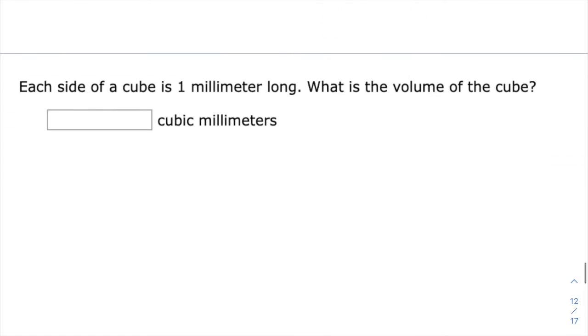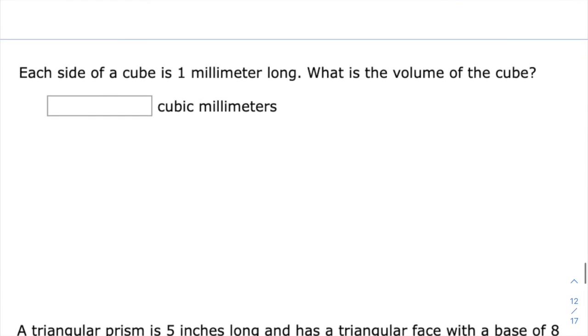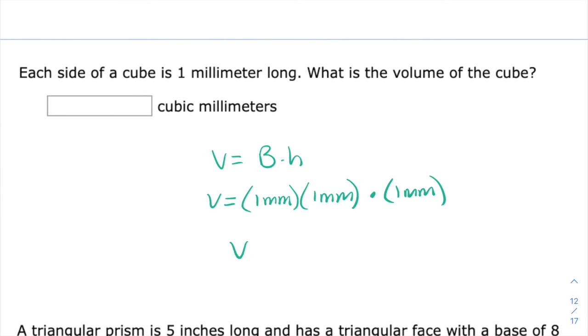Okay. All right. Each side of a cube is 1 millimeter long. What is the volume of the cube? Well, this one's pretty easy. Volume is base times height. The base, it looks like it's 1 millimeter by 1 millimeter. And the height appears to be 1 millimeter as well. So 1 millimeter times 1 millimeter times 1 millimeter is 1 millimeter cubed. And that's it.